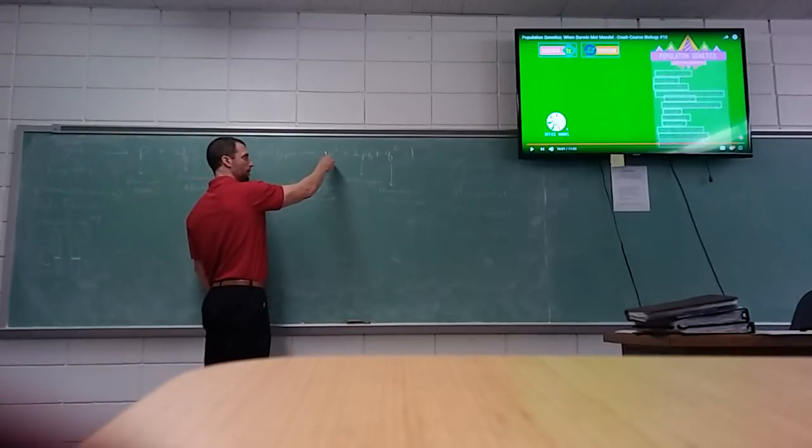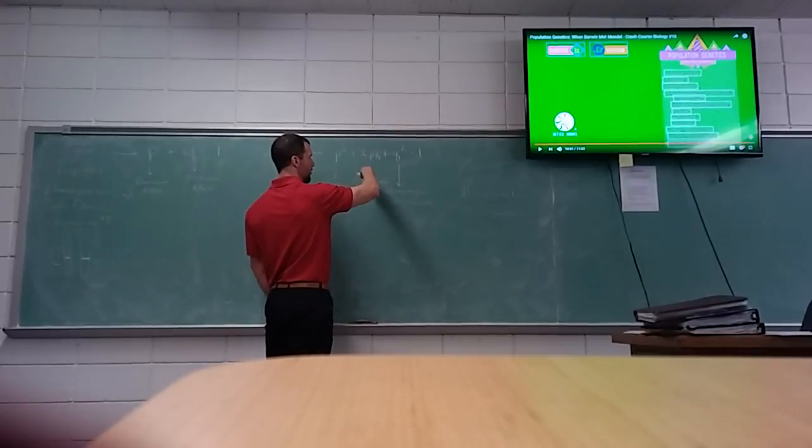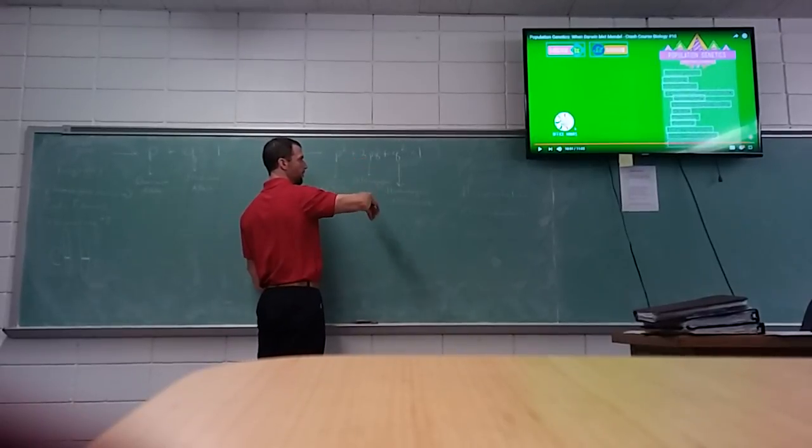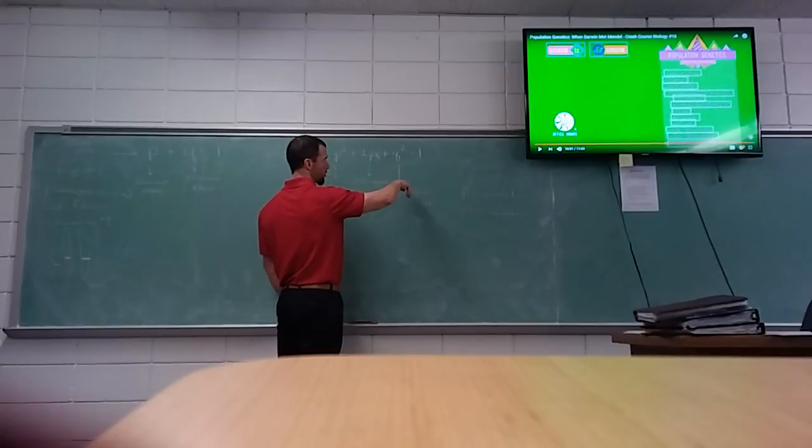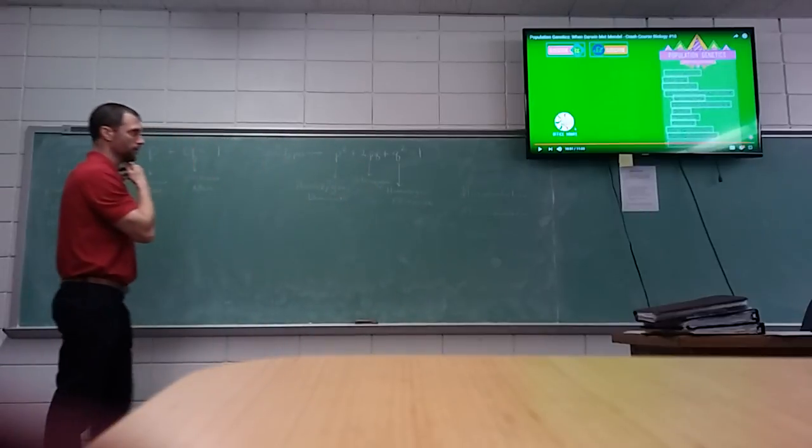If you get two dominant alleles back to back, that's homozygous dominant. If you get one of each, that's heterozygous, which is always 2PQ. And if you have homozygous recessive, that's two of the recessive alleles.